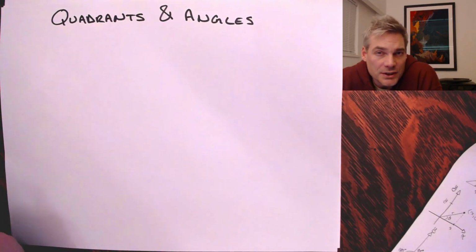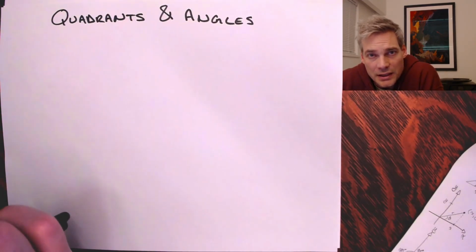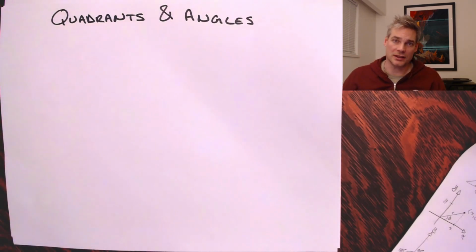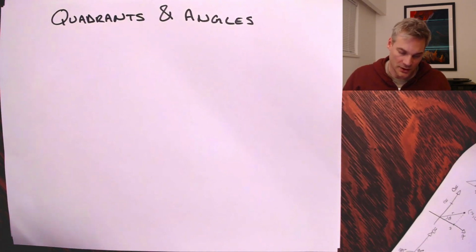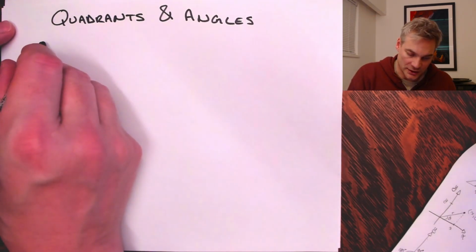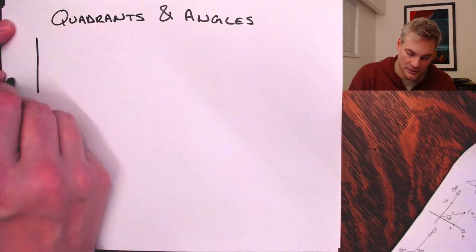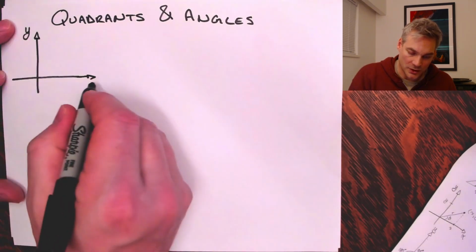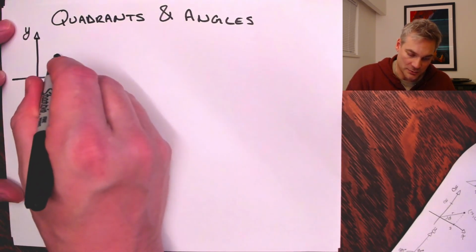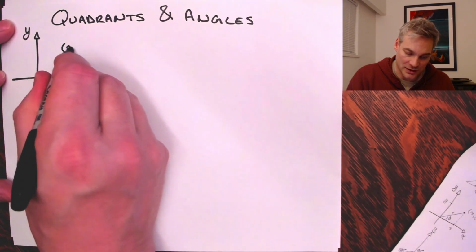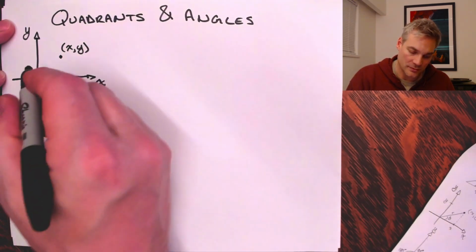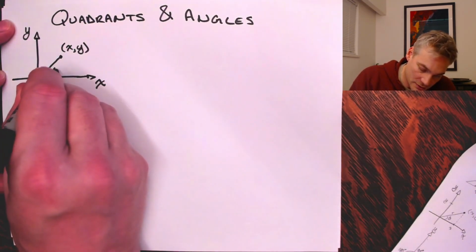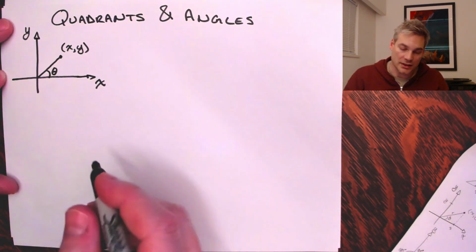Hey, so in this video, we're going to go through the quadrants of a graph, how angles are calculated on a graph, and how to use SOHCAHTOA on these graphs. So we have, let's just say, a graph like this. This is our y and our x. And then we have some point here, and this point is just x and y. We're going to draw a line to it, and there's an angle in between that, and that's theta.